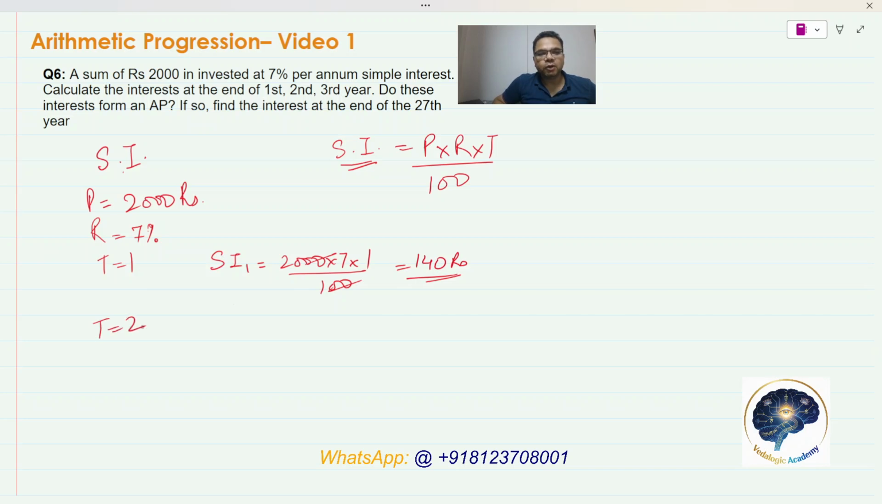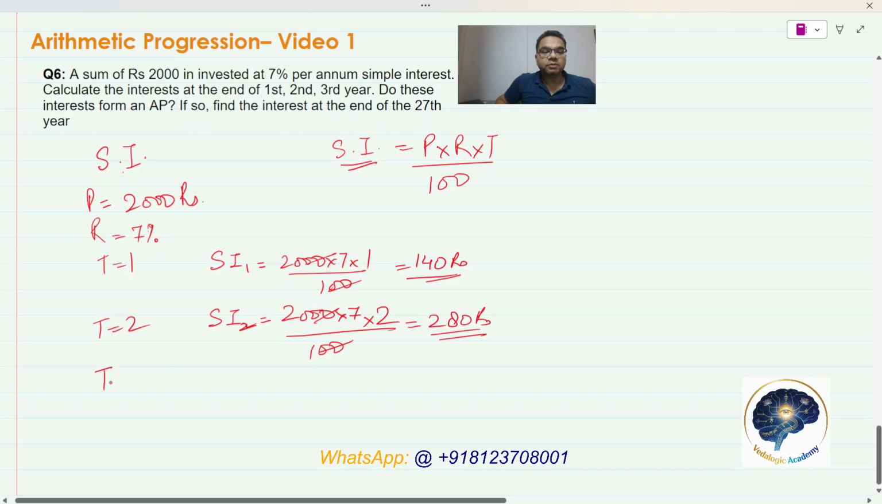Similarly, let's calculate for 2 because it has asked to calculate the interest for first, second and third year. So SI2 will be, P and R are the same, right? 2000 into 7 into the term, which is 2 now, upon 100. Again this gets cancelled, but now there is a multiple of 2. 2 4s are 8, 4 7s are 28. So this is 280 rupees now.